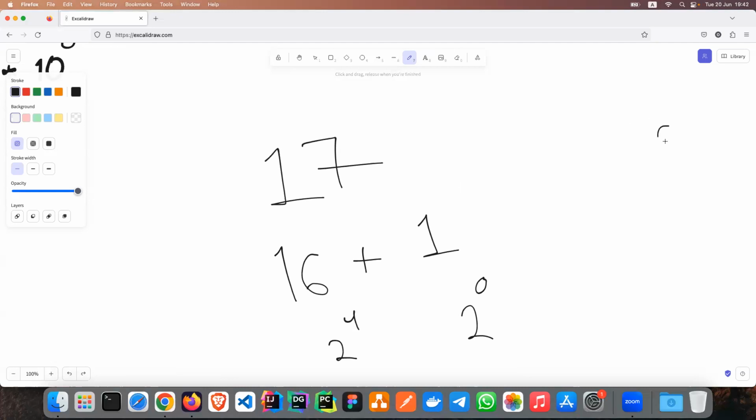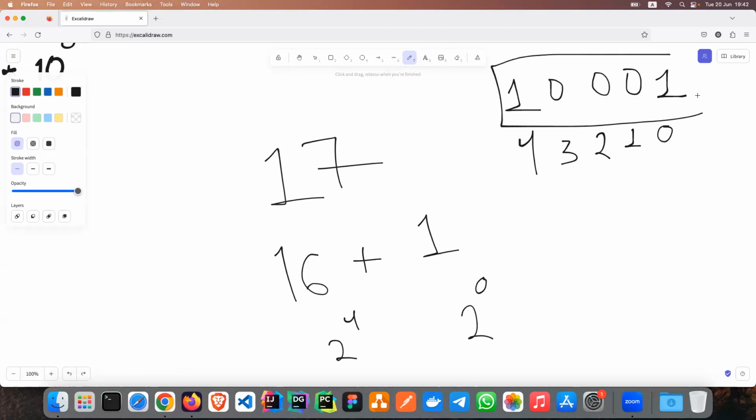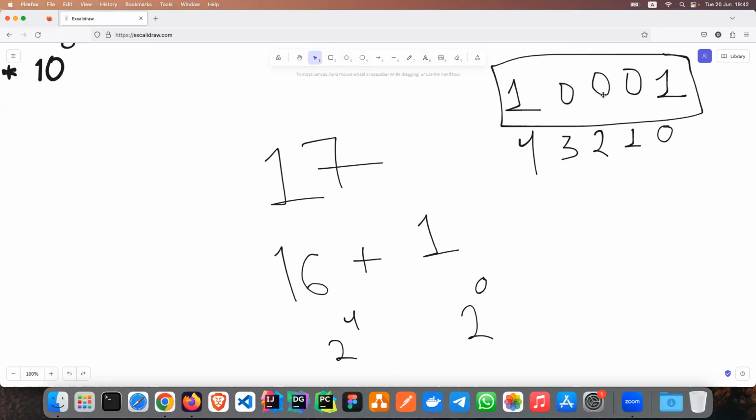So let's write here 0, 1, 2, 3, 4. I will write 1 here. I will also write 1 here, and I will have only zeros in the middle. Why? A nice question. Because I only need to add 2 to the power of 4 and 2 to the power of 0, right? I don't need 2 to the power of 3 or 2 to the power of 2 to get 17. That's why these middle numbers need to be 0.